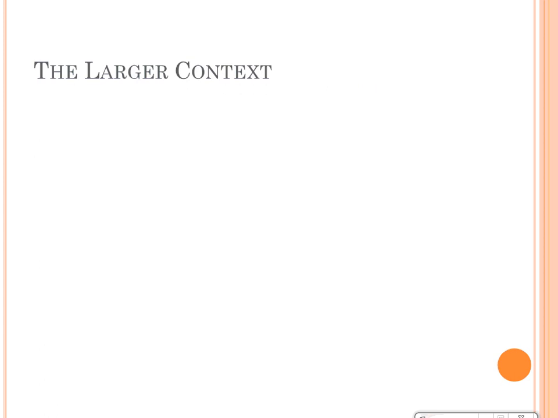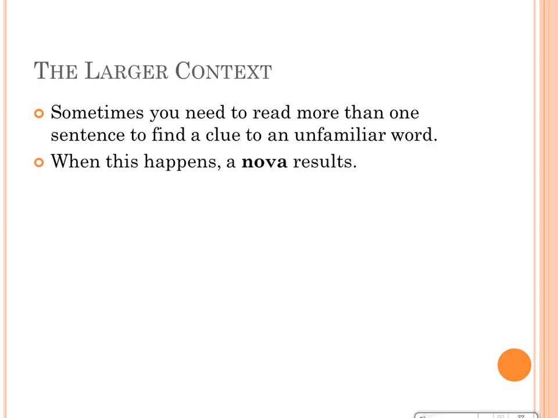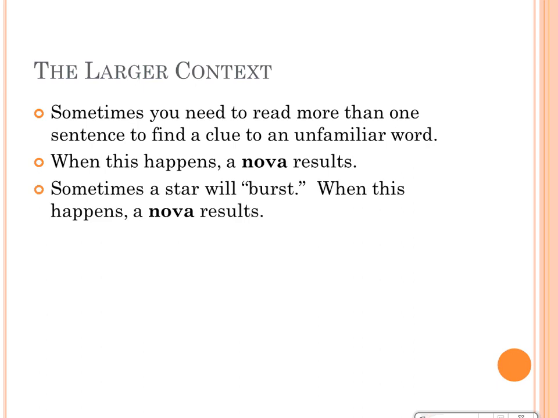Sometimes you need to read more than one sentence to find a clue to an unfamiliar word. For example, what can you tell about the word nova from this sentence? When this happened, a nova results. You cannot tell what a nova is from that sentence, but read these two sentences together. Sometimes a star will burst. When this happens, a nova results. Now do you know what a nova means? Great, now you know that a nova is a result of a bursting star.